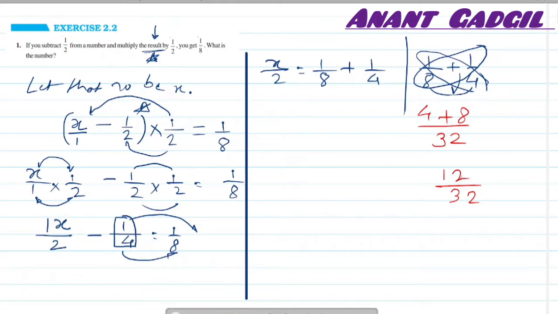So I divide both by the biggest number possible. I will divide them both by 4. So 4 3s are 12, 4 8s are 32. So I will get the answer 3 by 8.